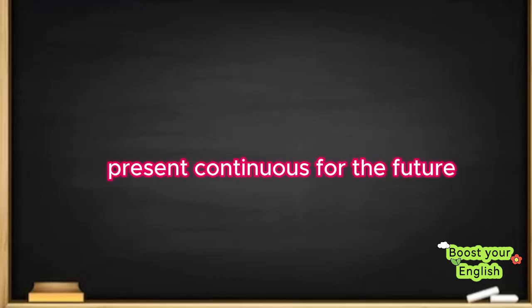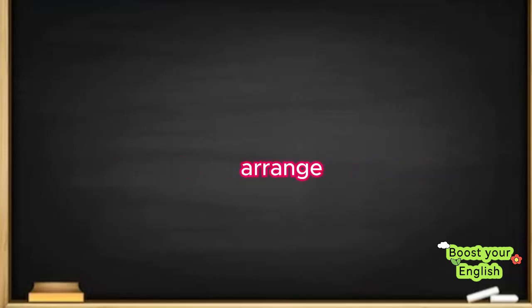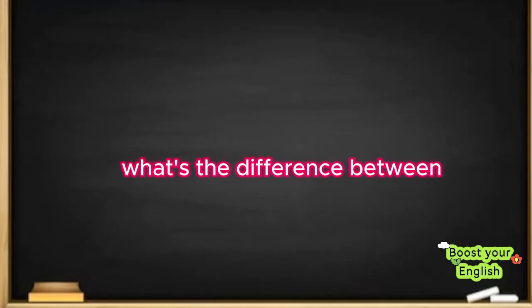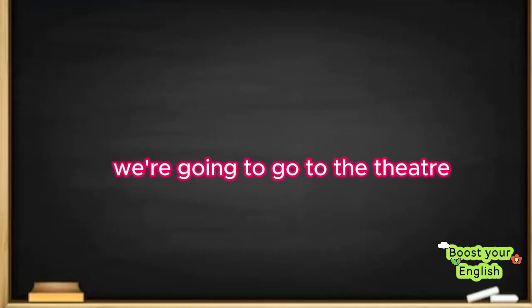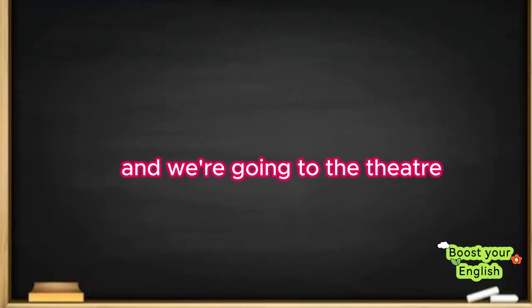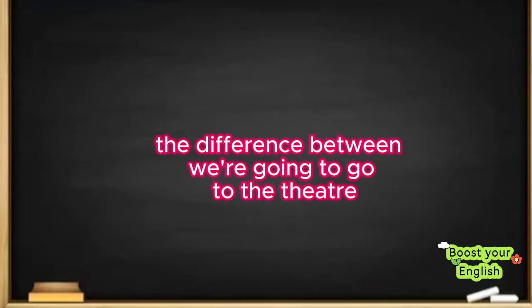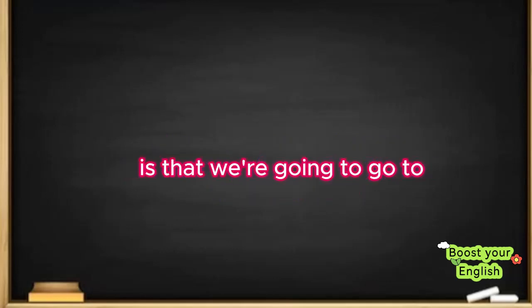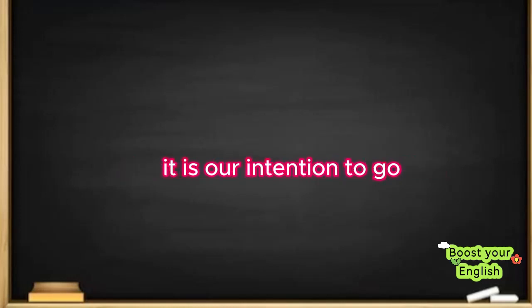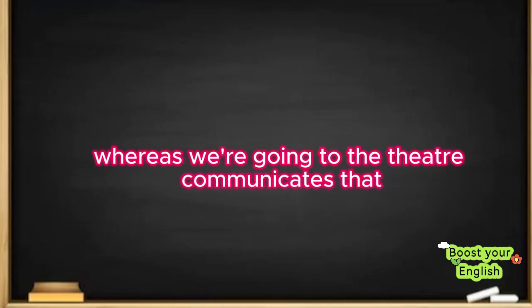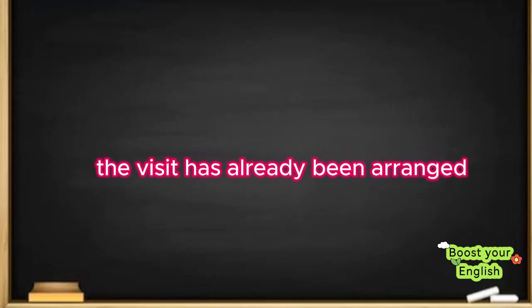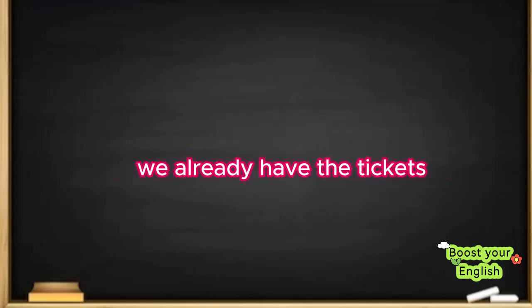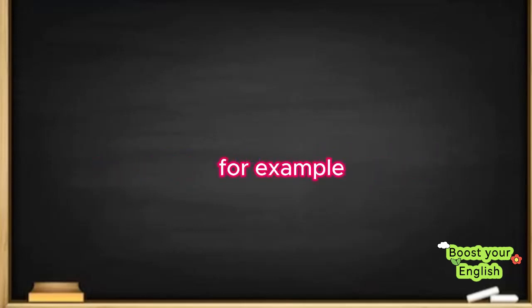Present continuous for the future. Arrange. Make an arrangement. What's the difference between we're going to go to the theatre and we're going to the theatre? The difference is that we're going to go to the theatre communicates that it is our intention to go, whereas we're going to the theatre communicates that the visit has already been arranged. We already have the tickets, for example.